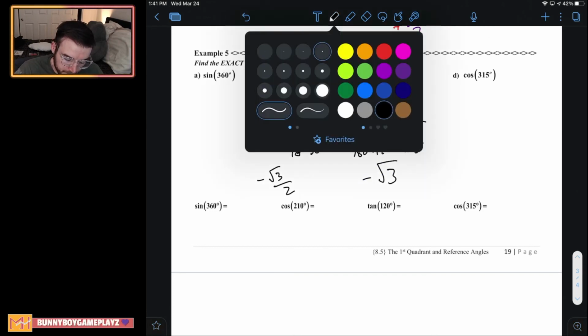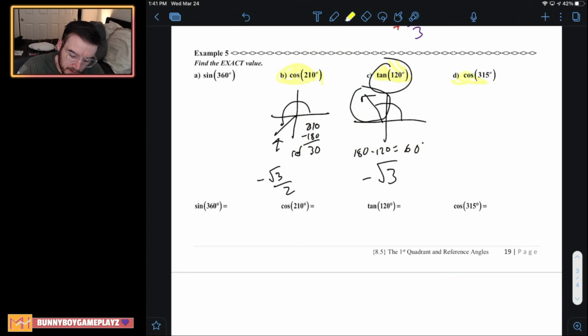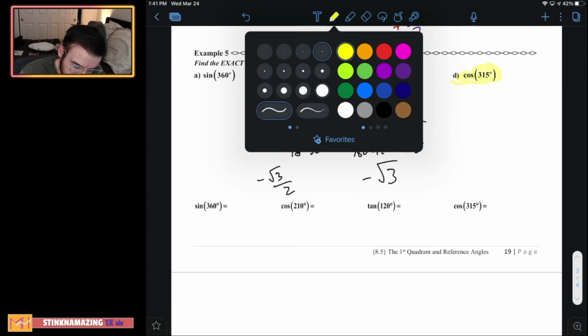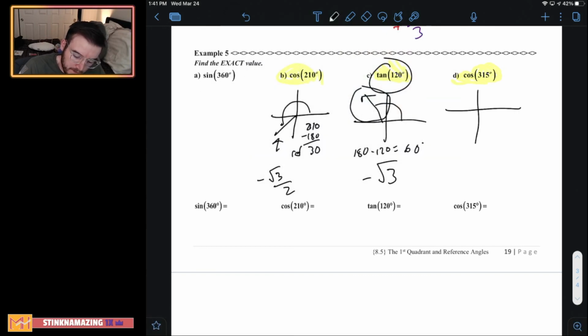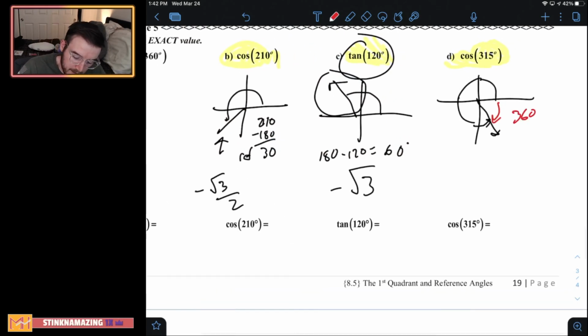Let's keep going. Find me the reference angle for this guy. Answers pop up on screen. 90, 180, 270, a smidge past it, boom, there's 315. So what's our reference angle? 360 minus 315 gives me 45 degrees. So our reference angle is 45 degrees.